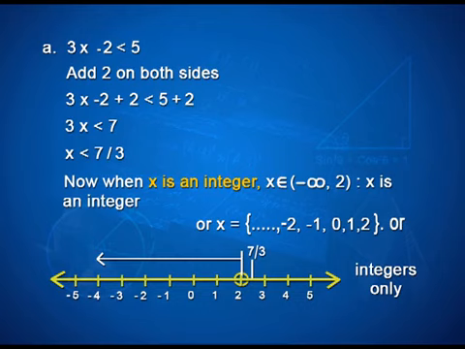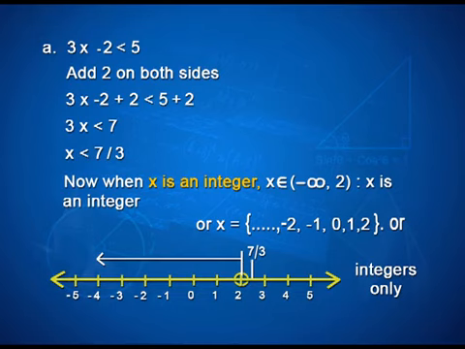And note here that we have a hollow circle at the first integer before 7 by 3, that is 2. The arrowhead points on the left hand side of 2 because we are interested in all the integers less than or equal to 2.